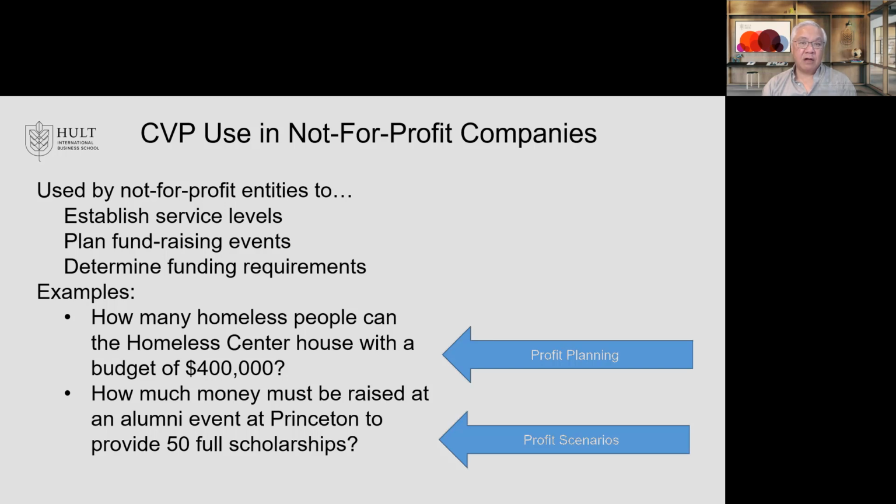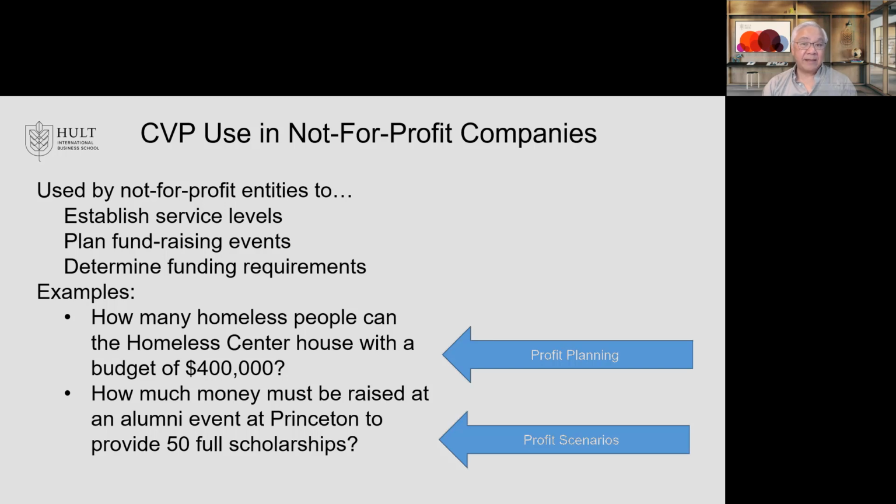If you put together all the volumes of services you want to employ, and you look at all your costs putting on your nonprofit, you can figure out the total loss that you would generate, and that loss is how much you have to raise to cover your costs. Some examples for nonprofits would be, how many homeless people can the homeless center house with a budget of $400,000?